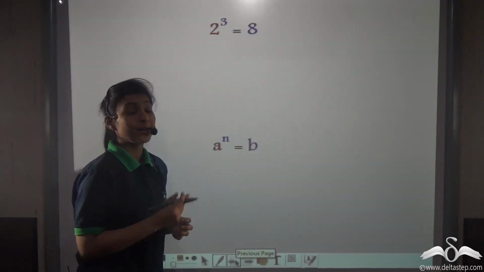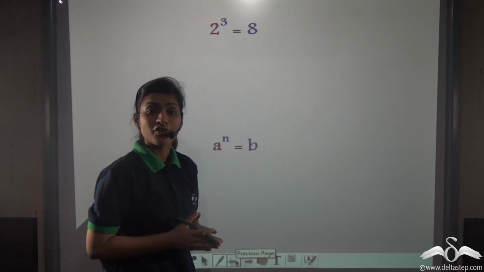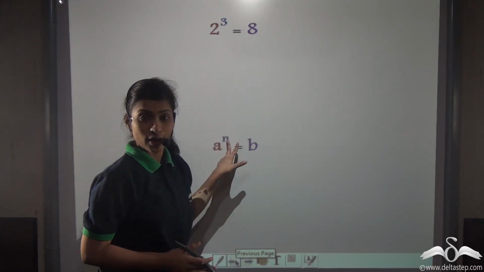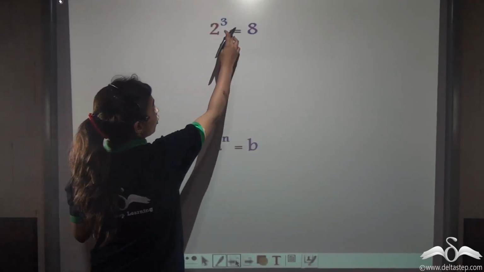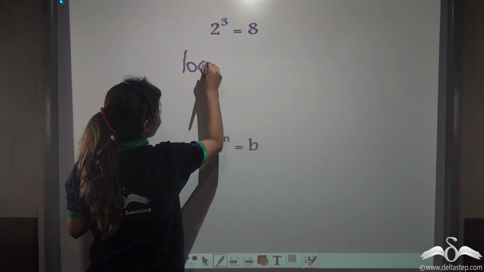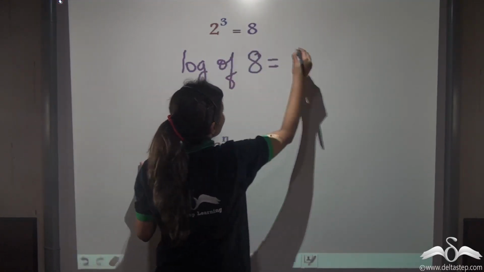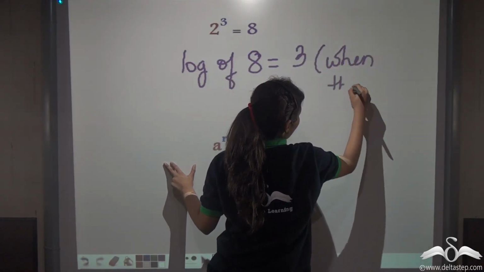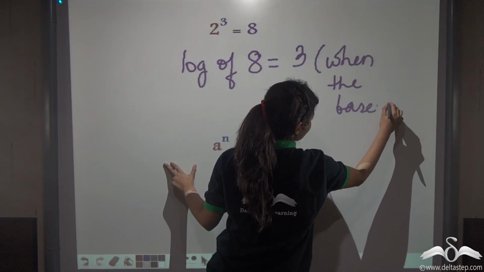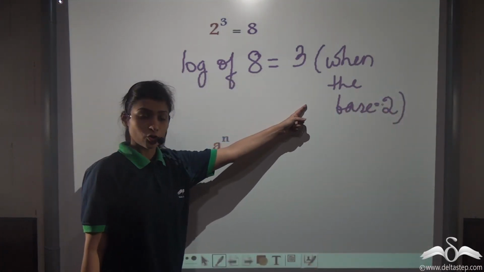Now how do we write the inverse of this? If I say that logarithms are inverse of exponents and these are exponents, how do I write logarithm? Well, let me show you. You know that log of 8 is equal to 3 when the base is 2. Right? This I have already told you.